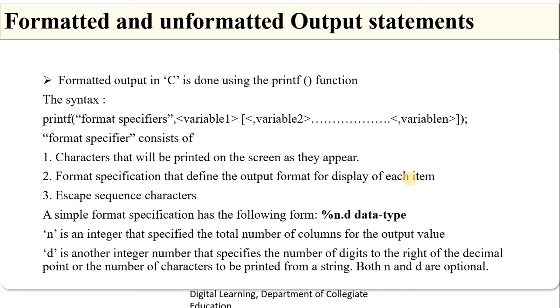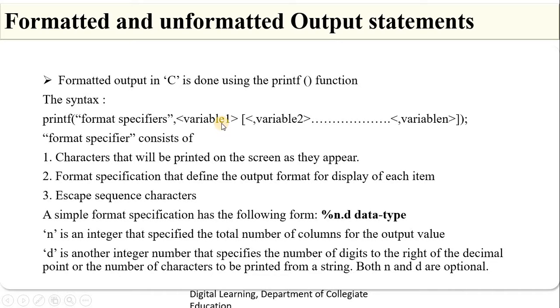Jumping into the main content, we first see formatted and unformatted output statements. Formatted output in C is done using the printf statement. The printf syntax is like this: printf, in double inverted commas, format specifiers, comma, variables.